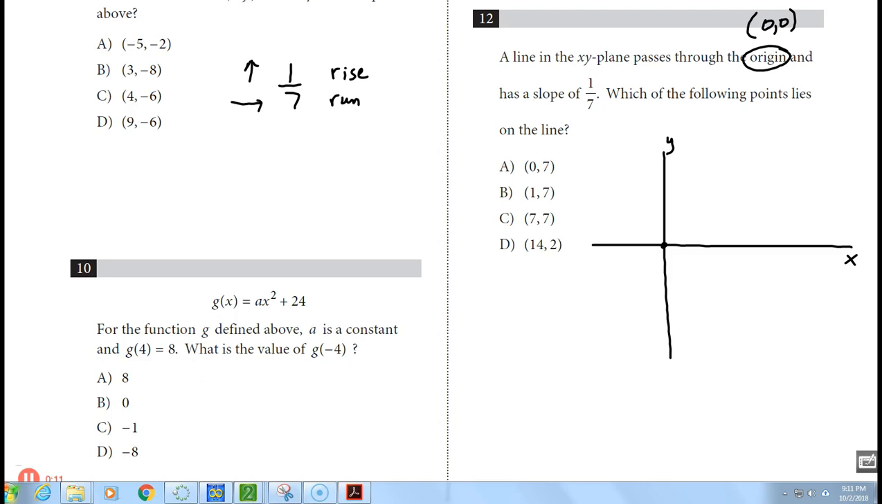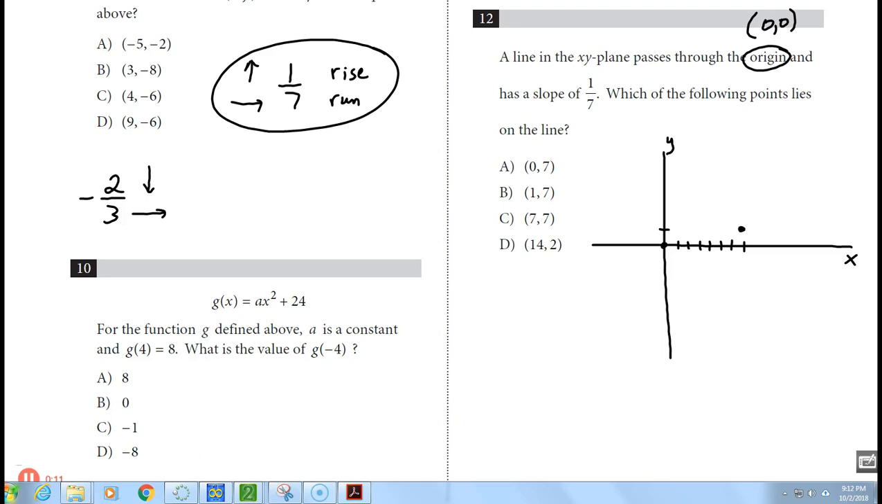Now, just a side note, if the slope had been negative 2/3, if it's negative, we would be going down 2, right 3 units. But for this problem, it's positive, so we're going up 1, right 7. So I'm going to sketch that out. Up 1, right 1, 2, 3, 4, 5, 6, 7, and I'll put a dot right there. So there's my first dot at 7, 1.